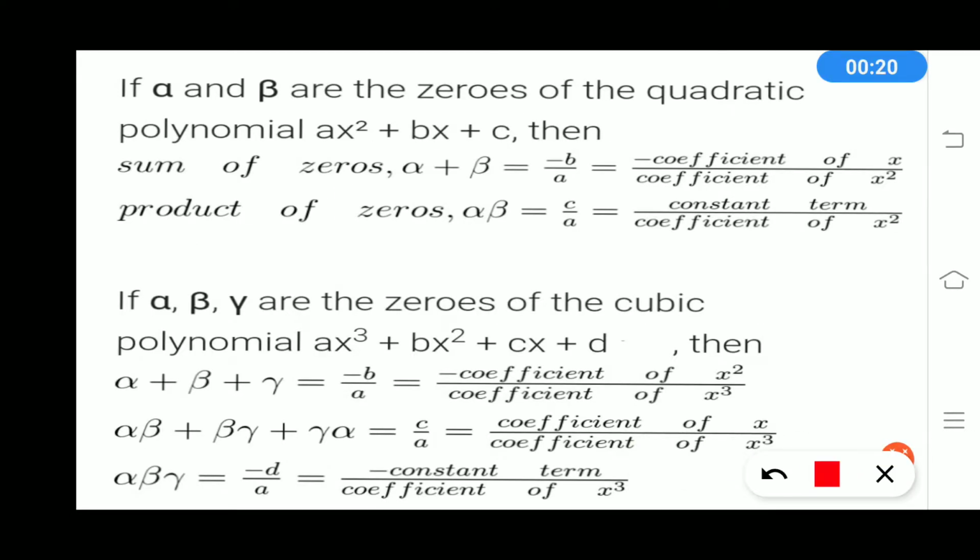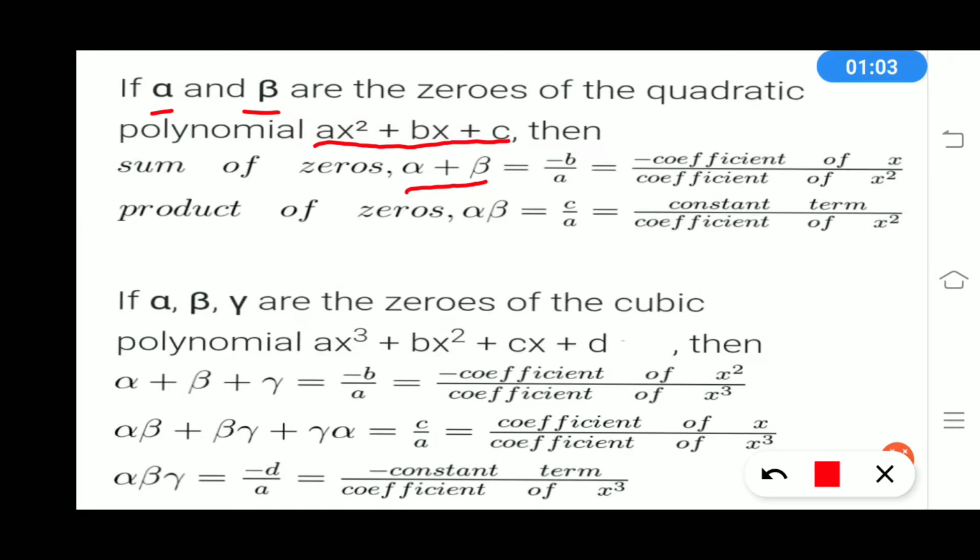If alpha and beta are the zeros of the quadratic polynomial ax square plus bx plus c. Since it is a quadratic polynomial, that's why there are two zeros, alpha and beta. So if alpha and beta are the zeros of the quadratic polynomial ax square plus bx plus c, then the sum of the zeros, so the sum of the zeros means alpha plus beta. Because alpha and beta are the zeros of the polynomial ax square plus bx plus c, then the sum of the zeros, that means alpha plus beta, equals minus b by a.